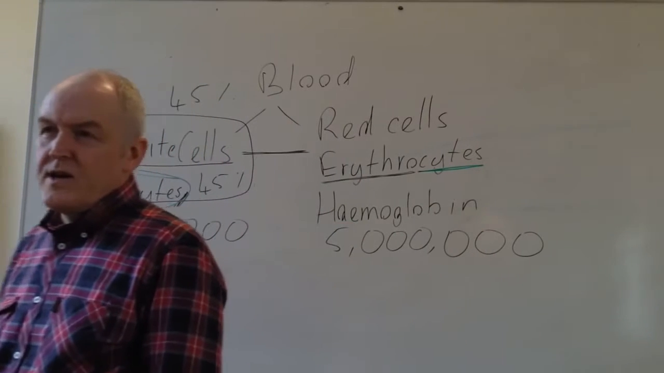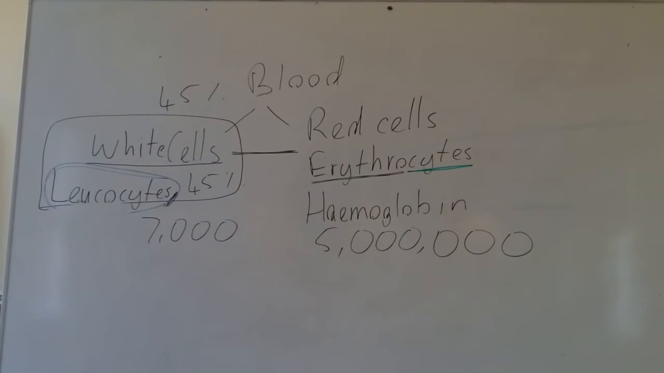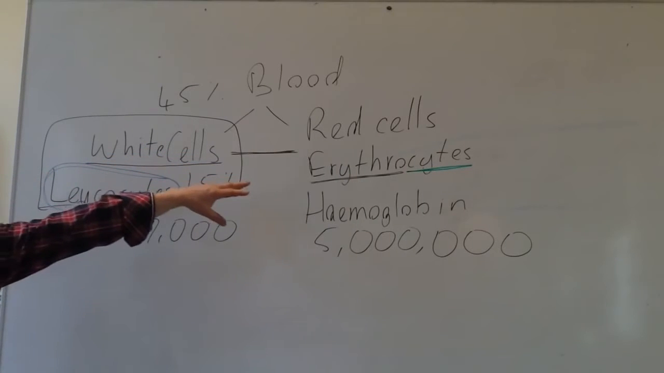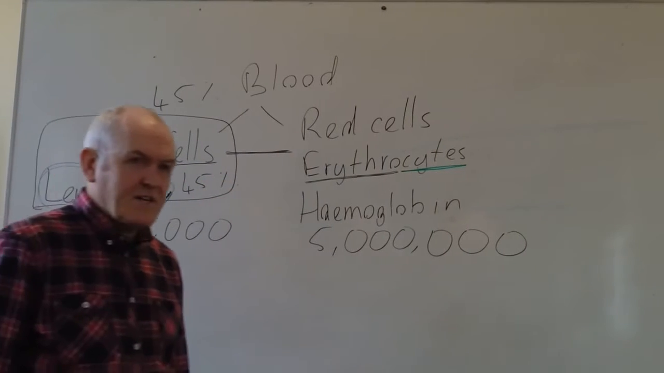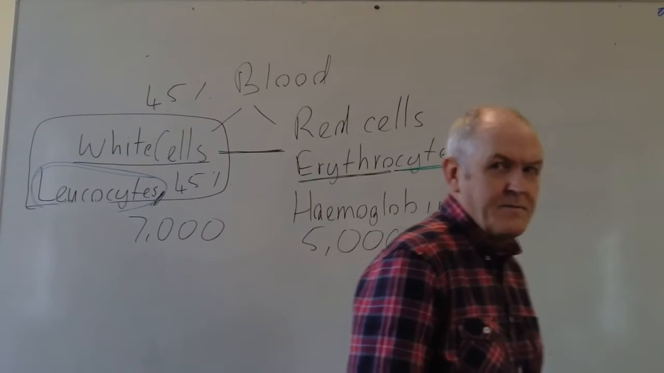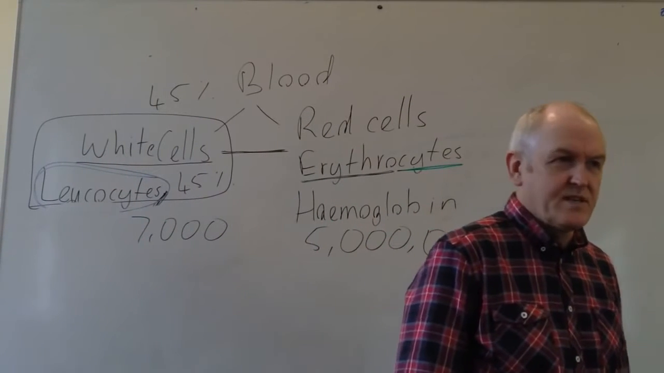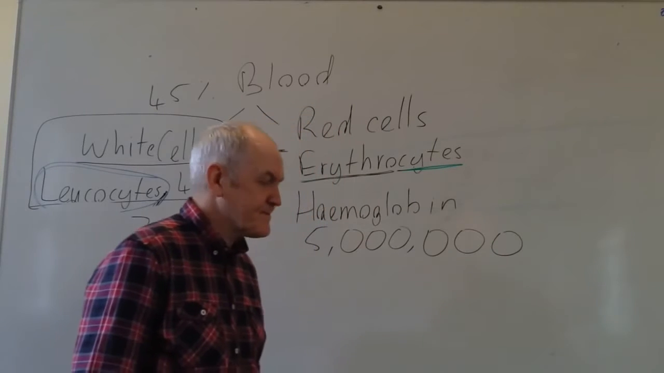So when you first start looking at blood slides, you go to a lesson like this and you think there's white cells and red cells. You think, oh, I'll see white cells and red cells, but all you see is red cells. Go and look for ages before you see white cells. Because virtually all the cells in the blood, the vast majority of that 45%, are going to be the red blood cells, the erythrocytes.